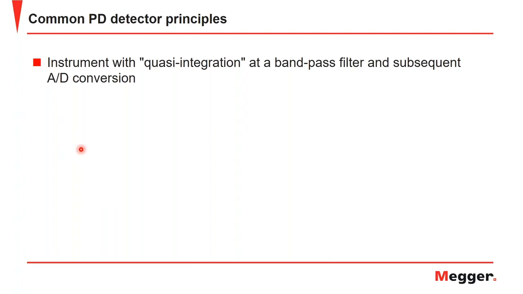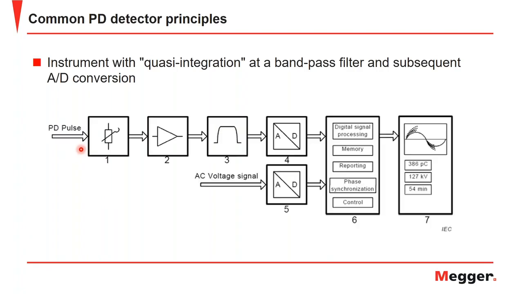Here we have the instrument with the quasi-integration at a bandpass filter, and then the subsequent analog to digital conversion. So here, again, your PD pulse is fed into an attenuator, then an amplifier, passed through your bandpass filter, and now it's converted into a digital signal. Your AC voltage is converted into a digital signal, and then all of your digital post-processing in your acquisition unit takes place. And then again, your evaluation and visualization unit is last.